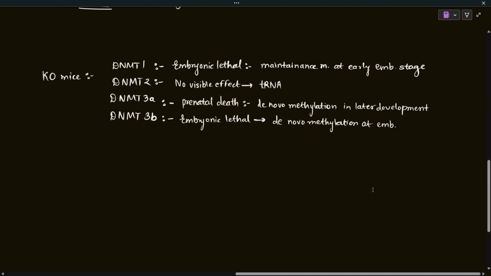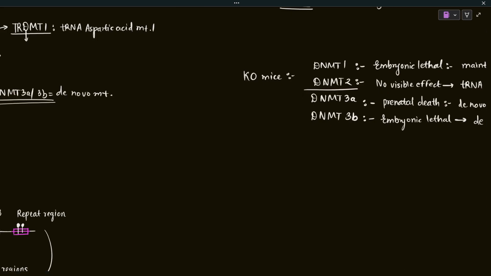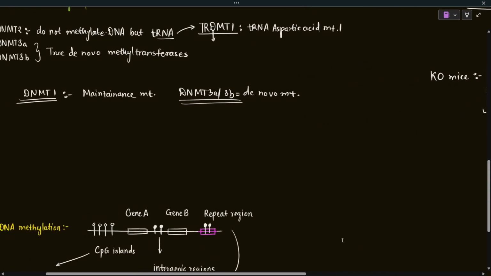So these are the different members of the DNMT families, where DNMT2 is not a DNA methyltransferase. Okay, so just keep it in the take home messages. DNMT1 is the maintenance methyltransferase. DNMT3A and 3B are de novo methyltransferases, and DNMT2 is the tRNA methyltransferase.